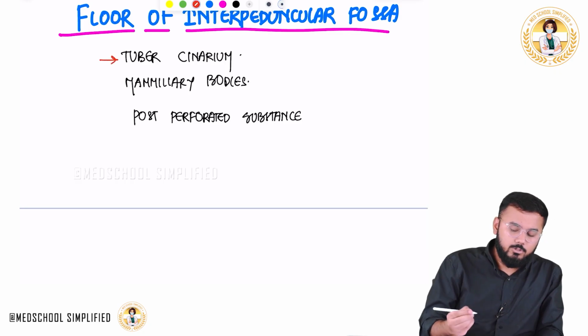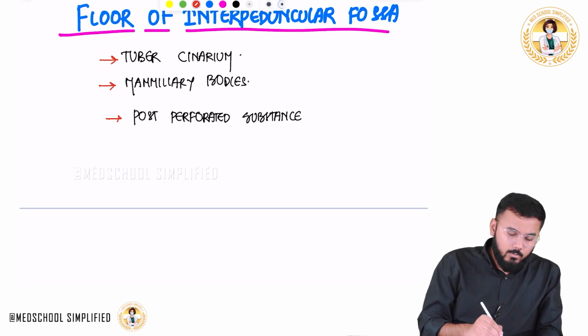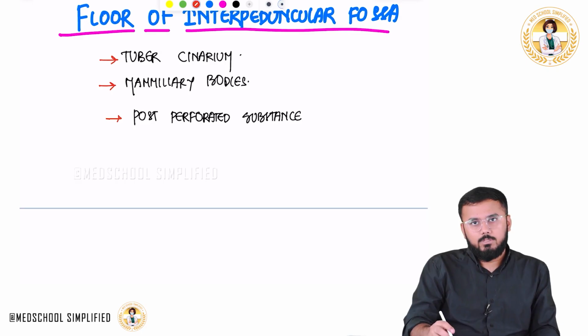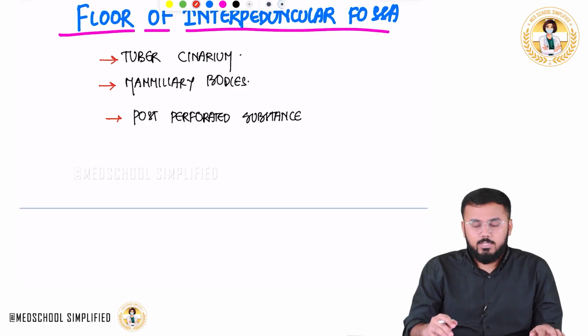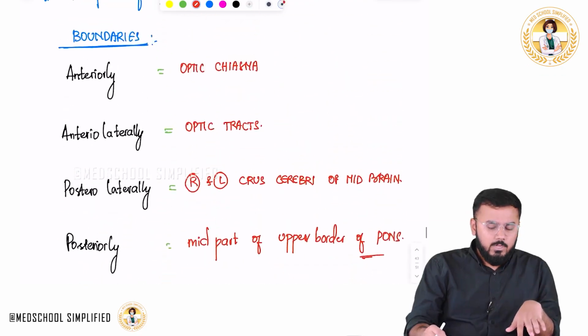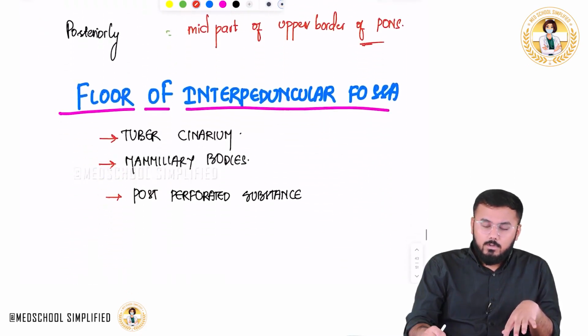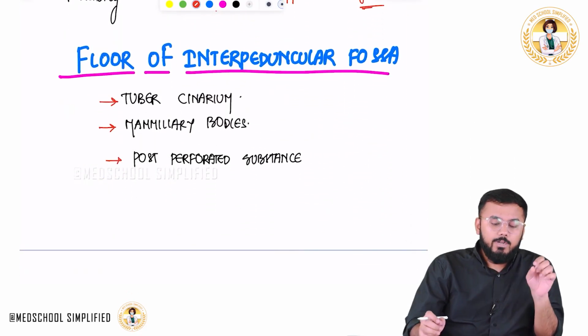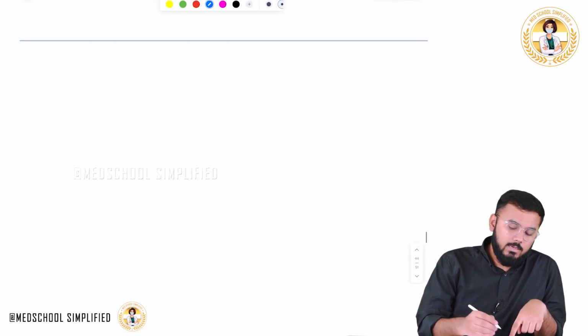Posterior perforated substance, tuber cinereum, mammillary bodies, and posterior perforated substance, right? So these are the structures which you need to know over here. We discussed the boundaries, we even discussed the floor of interpeduncular fossa. Now we will discuss the contents.